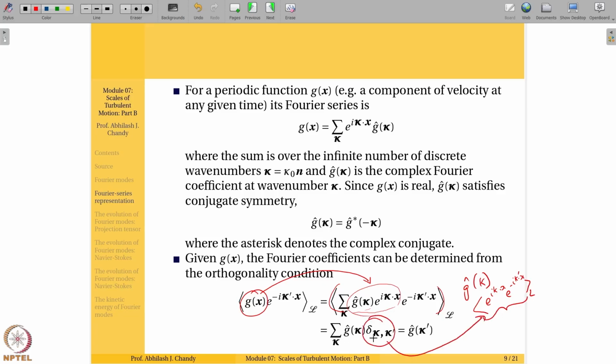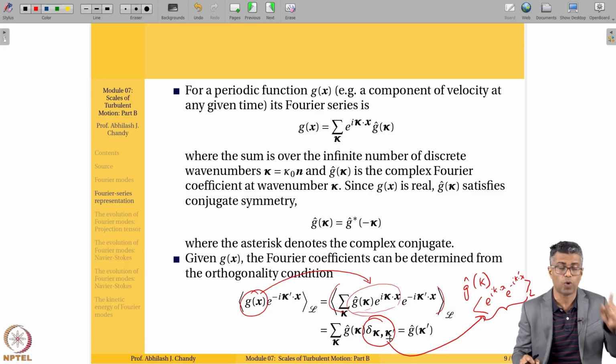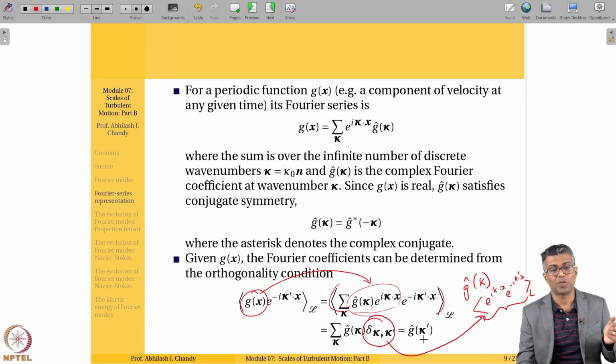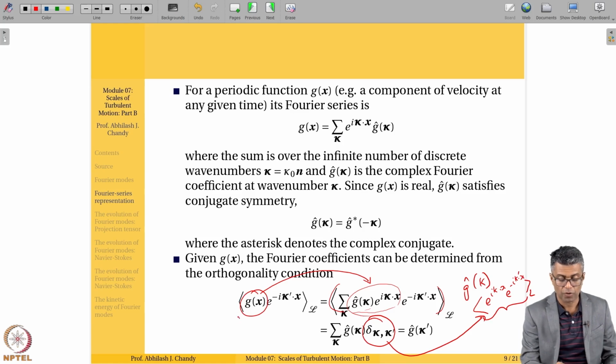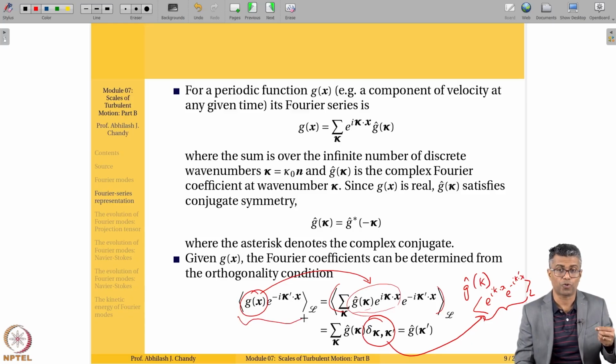So I have g hat of kappa times the Kronecker delta. By the definition of the Kronecker delta, which is equal to 0 when kappa is not equal to kappa prime and equal to 1 when kappa is equal to kappa prime, the g hat becomes a function of just kappa prime because everything else goes to 0. So what we have shown here is that the volume average of a physical space variable like g of x multiplied with e to the minus i kappa prime dot x gives you the Fourier mode of g of x. That's what we are showing.